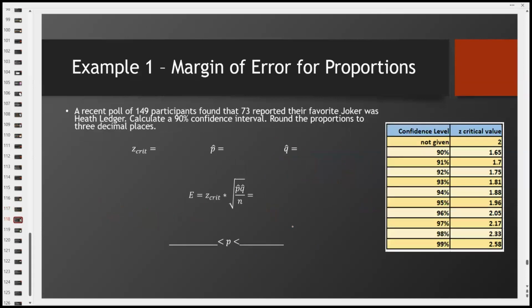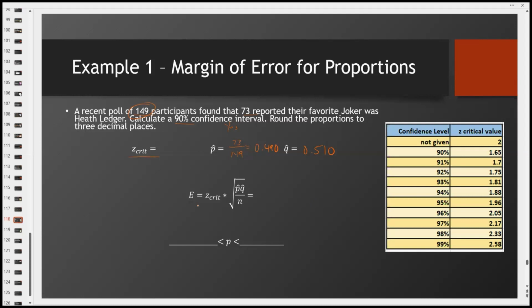So let's look at another example. A recent poll of 149 participants found that 73 reported their favorite Joker was Heath Ledger. Calculate a 90% confidence interval, and then we're going to round the proportions to 3 decimal places. So if we want to know how many said Heath Ledger was their favorite, well, that's 73 out of 149. And so that's going to give us 0.490, which means those who said no would be 0.510, 1 minus. Our sample size in this case is 149.